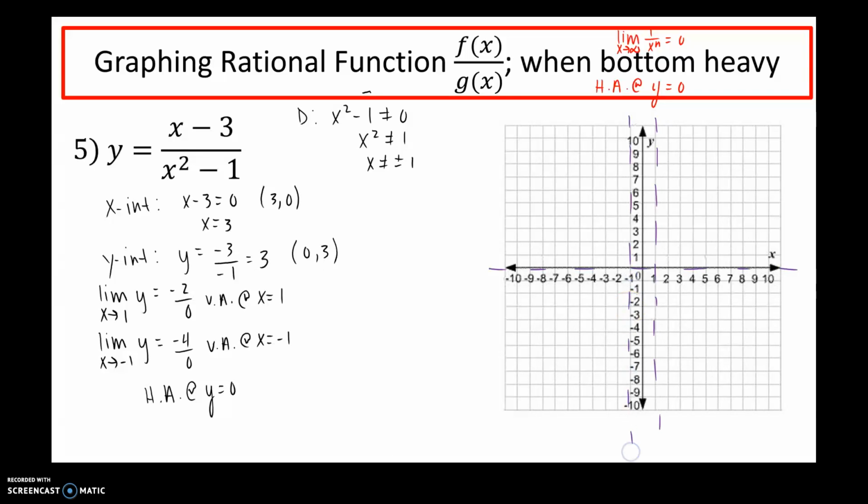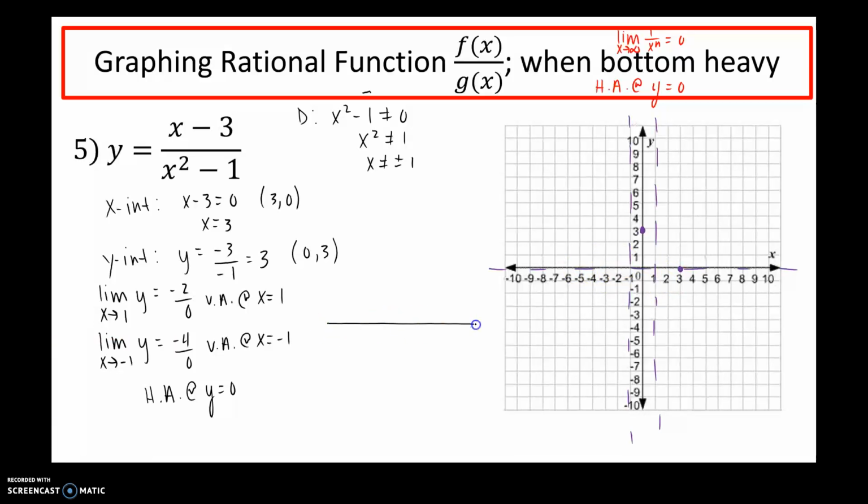0, 3 is a y-intercept. 3, 0 is an x-intercept. So it's looking probably that we're going to cross over that horizontal asymptote right there, definitely at 3 and possibly somewhere else.